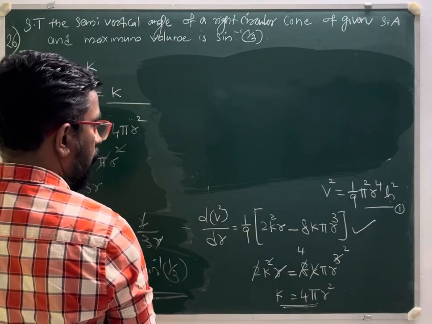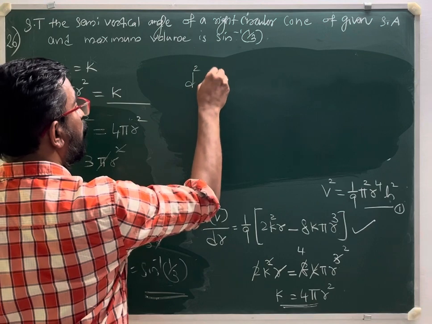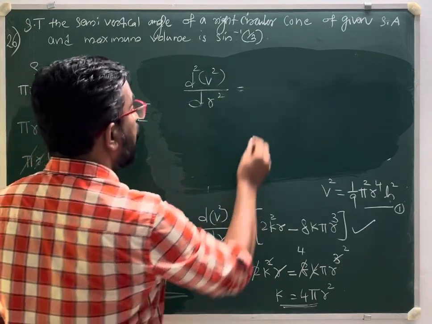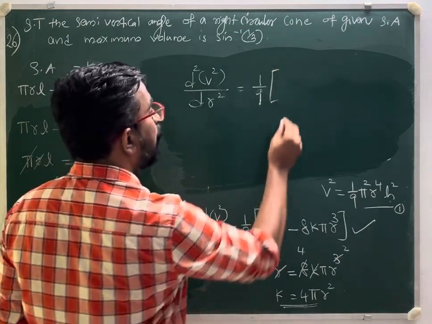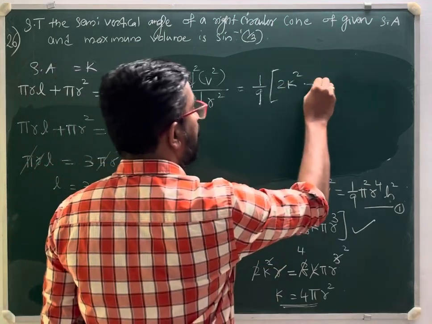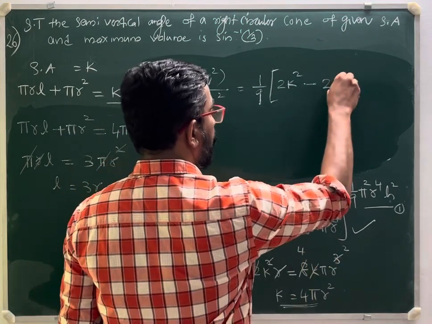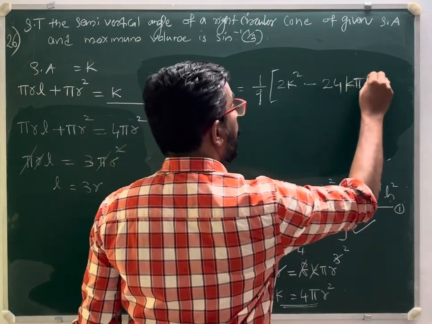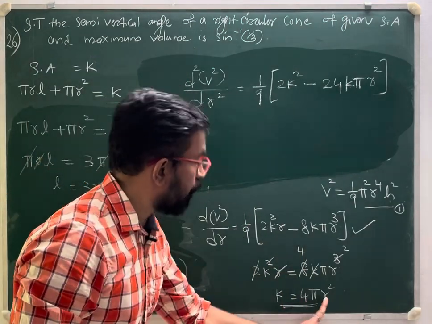Okay, so I will get this. I differentiate: d square v square by dr square, which is, when you differentiate, you get here 1 by 9. Differentiation of this one is 2k square with respect to r, it will become 1 minus, here r cube will become 3r square. So that will be minus 24, 3 into 8, 24 k pi r square. This happens at what? k equal to 4 pi r square.